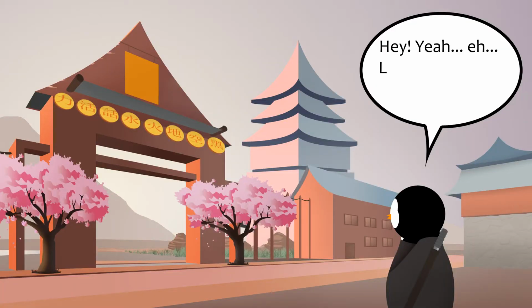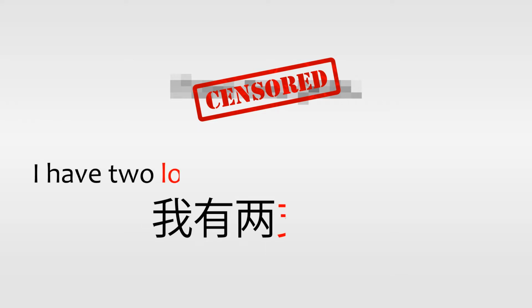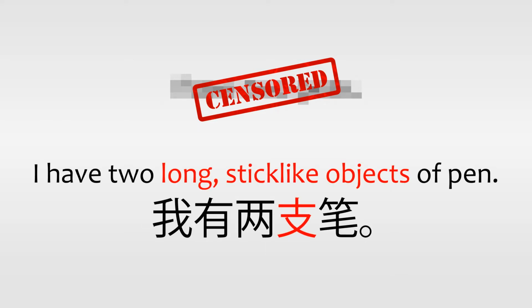Last but not least, we have the beauty that is Mandarin Chinese, with hundreds of numeral noun classifiers, because someday in the past they decided that, hey, let's not do that countability thing. And, as a result, not a single word in Chinese is countable, which is why instead of I have 2 pens, you literally have to say I have 2 long stick-like objects of pen.